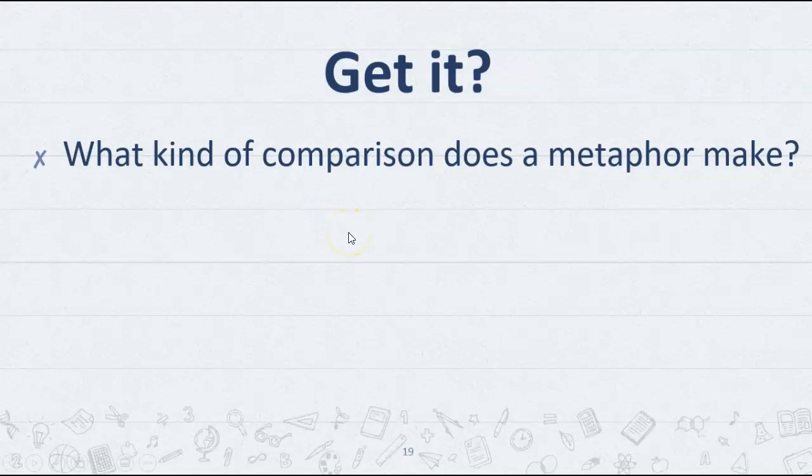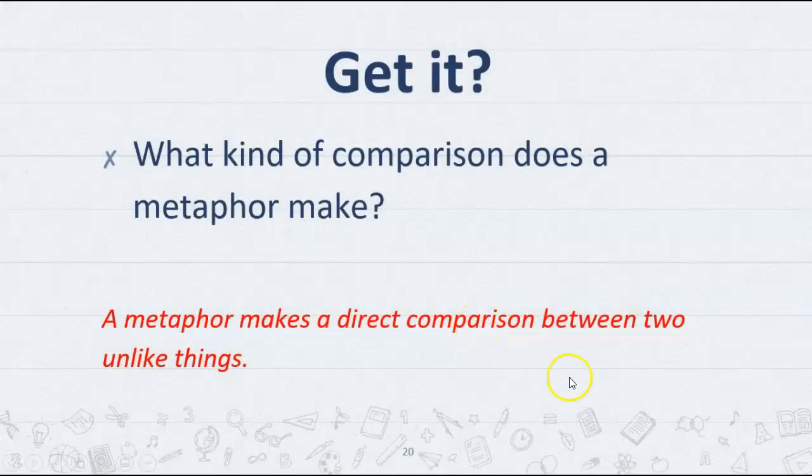So what kind of comparison does a metaphor make? A metaphor makes a direct comparison between two unlike things. It does not use the term like or as in the comparison.